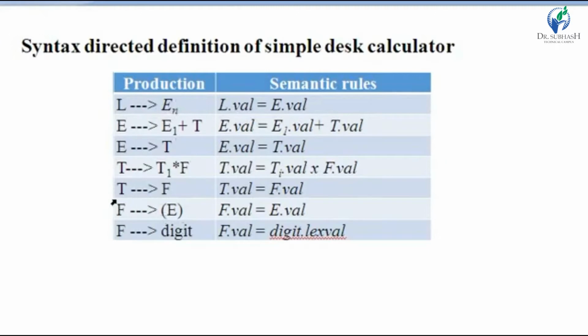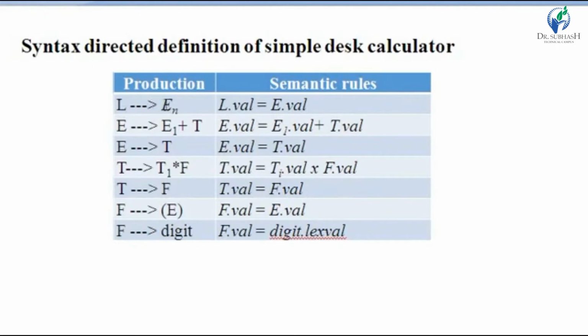According to these productions, write down the semantic rules. Here I can use syntax directed definition for a simple desk calculator. So the productions will be like this: addition, multiplication, parentheses. You can also use division, subtraction.